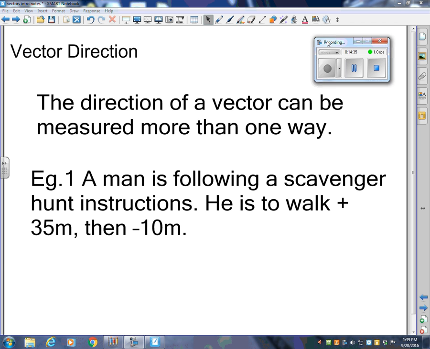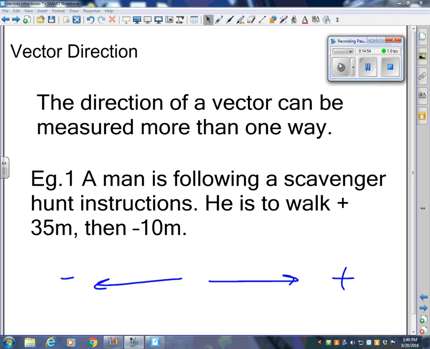What is his displacement? 25. What's his distance traveled? You can use that one that Josh has there. Distance is 45, displacement is 25.